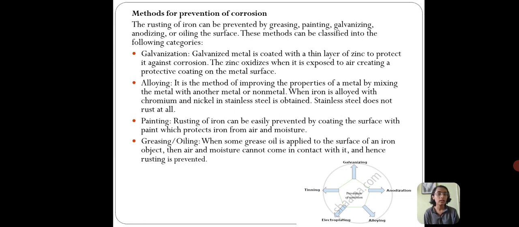Second one, alloying. It is the method of improving the properties of a metal by mixing the metal with another metal or non-metal. When iron is alloyed with chromium and nickel, stainless steel is obtained. Stainless steel does not rust at all. Painting. Rusting of iron can be easily prevented by coating the surface with paint which protects iron from air and moisture. Fifth and the last point, greasing or oiling. When some grease or oil is applied to the surface of an iron object, then air and moisture cannot come in contact with it and hence rusting is prevented.